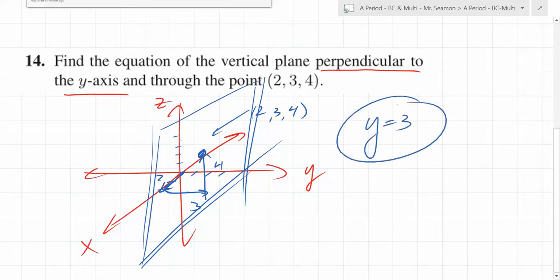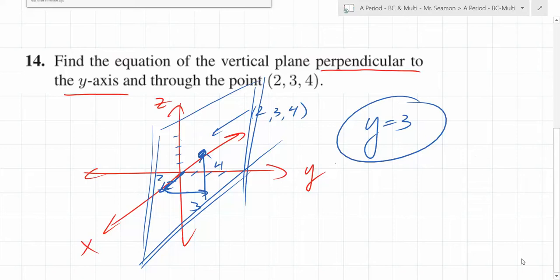Do we care what x and z equal? No, we do not care what x and z are. y stays the same. Remember when we had horizontal lines? Did it matter what x is equal to for a horizontal line in 2 dimensions? No. So now planes are like lines. Yes, exactly. Direct translation. So for example, if I wanted the plane perpendicular to the z-axis through this point, what would that be? z equals 4. Yeah, exactly.